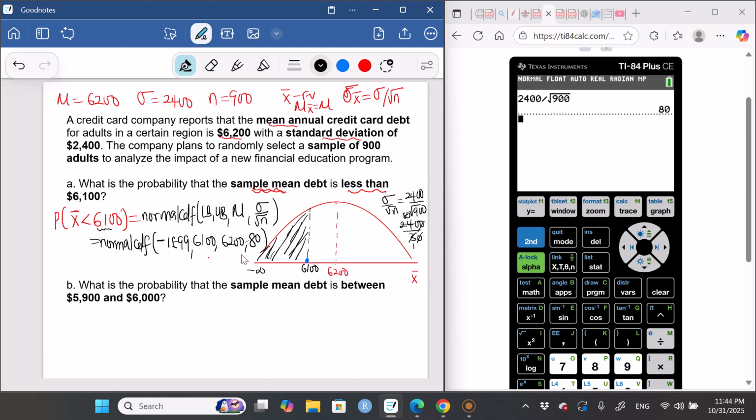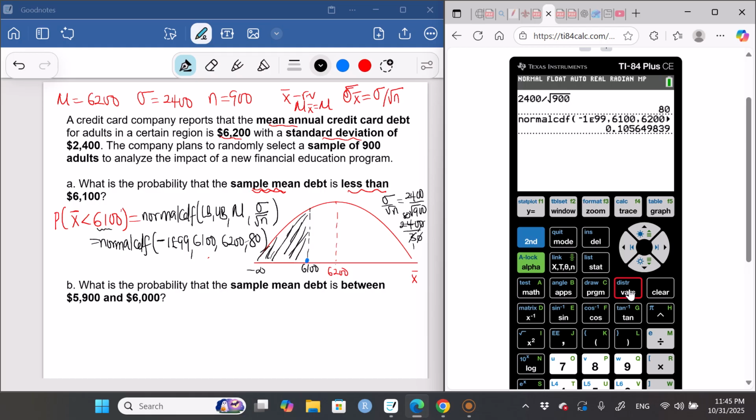Now this is what we need to plug in the calculator. So to plug in, as usual, we press the second function and you come to distribution. So coming down to the number 2, here we have the normal CDF. And the lower bound is negative infinity as usual. And the upper bound here is 6100. Okay? The mean is 6200. And the standard deviation is going to be 80. Recall, we are not using sigma, we are using the standard error for this.